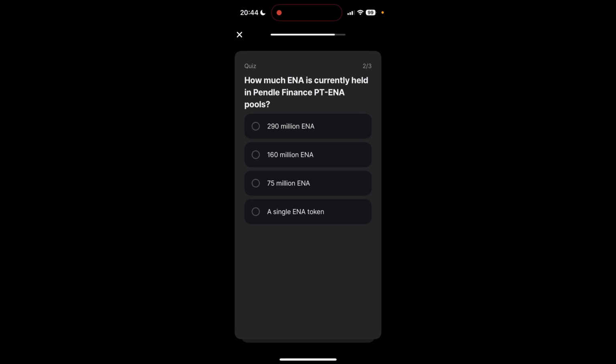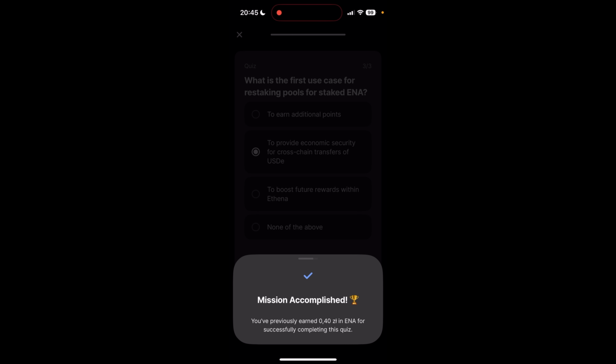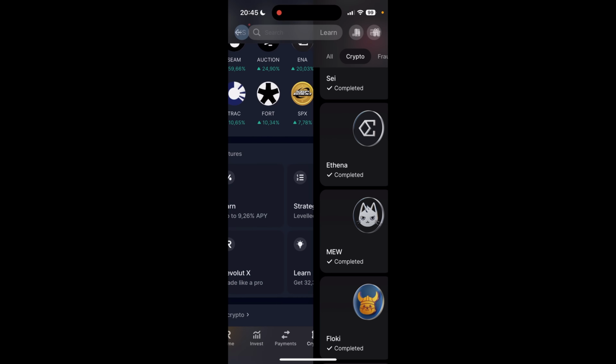How much ENA is currently held in Pendle Finance PT-ENA pools? 160 million ENA. What is the first use case for restaking pools for staked ENA? To provide economic security for cross-chain transfer of the USDe, and submit. Done. We got our cryptocurrency, and we can check this.